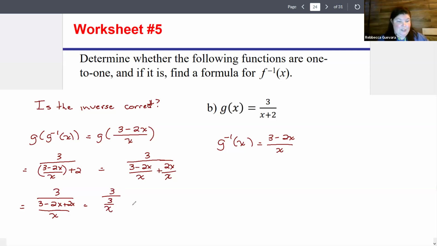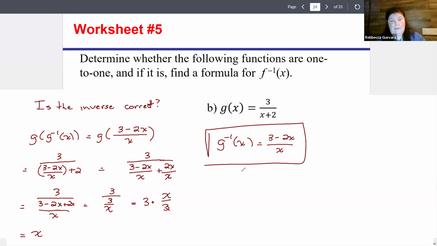So this is a fraction on the bottom, so I can turn this into 3 times the reciprocal of the bottom fraction, x over 3. And as we see, the 3's will cancel, and I'm just left with x. So this is the inverse of g. So that's part of the reason of doing this composition, is just partly to test to see if we do have the correct inverses.